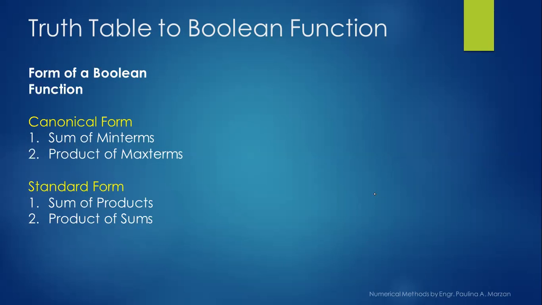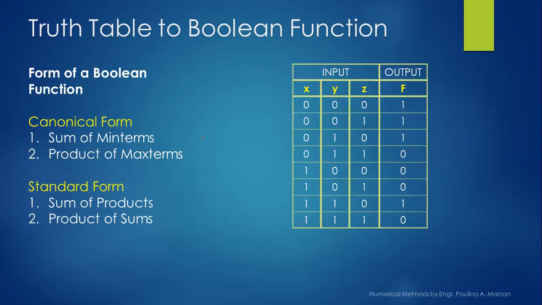Now, in the implementation of a truth table, we may only derive a Boolean function in the canonical form. So we will choose from the two forms of canonical Boolean function. That's either a sum of min terms or a product of max terms. We need to know what is a min term and a max term. So let's say this is our given truth table.